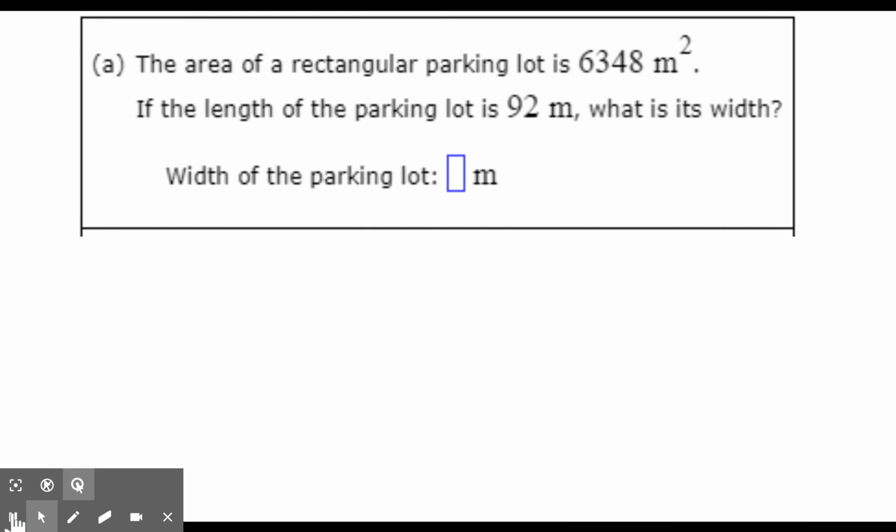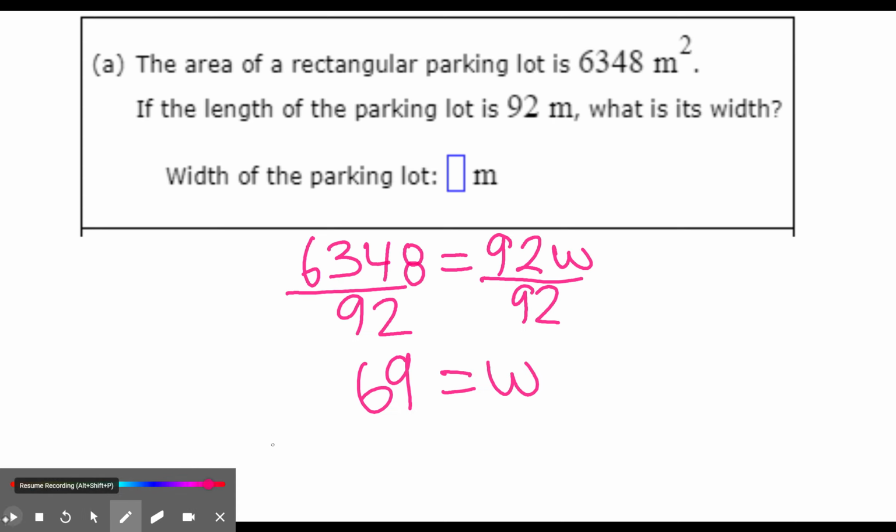Next problem, the area of a rectangular parking lot is 6,348 meters squared. If the length of the parking lot is 92 meters, what is its width? Solve here. And there is the final solution.